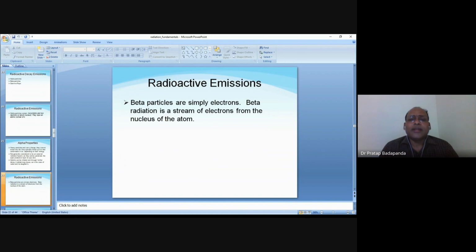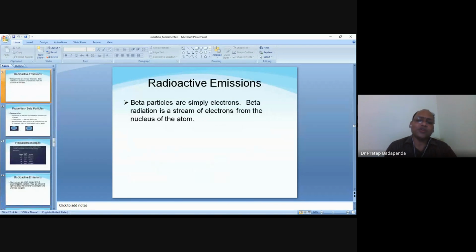Then radioactive beta particles. Beta particles are simply electrons. Beta radiation is a stream of electrons from the nucleus of atoms. So this is due to the electron radiation, as I told you. As you know, radiation means that when something is going away from the atom, the energy level is lowered. How much energy is lowered, that is the radiation. So this is simple radiation terminology. The electron is also lowering its energy, so to reach a stable form, it is also radiation.